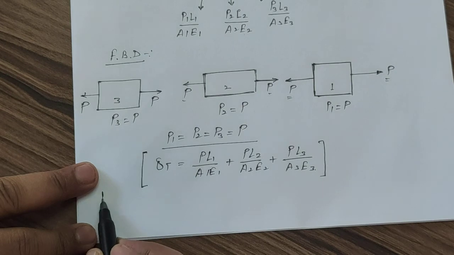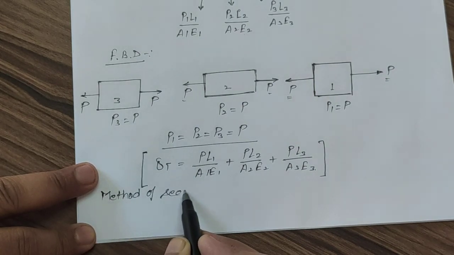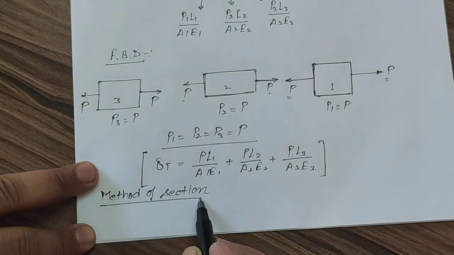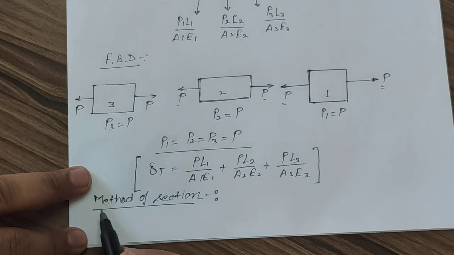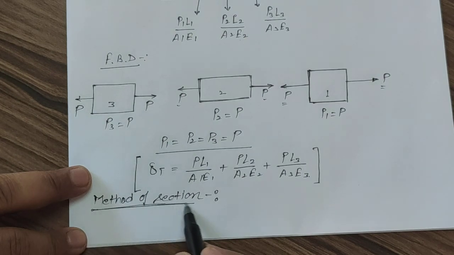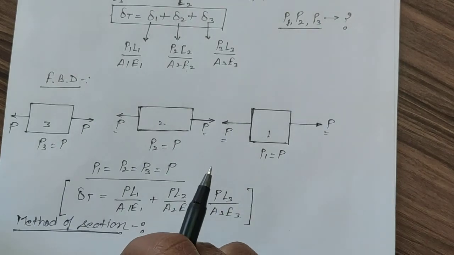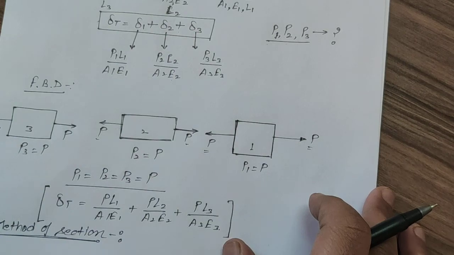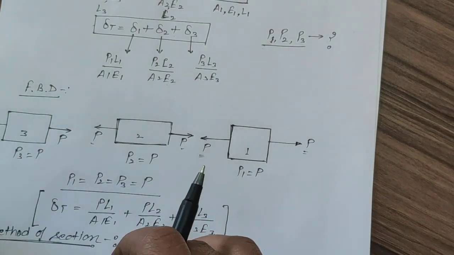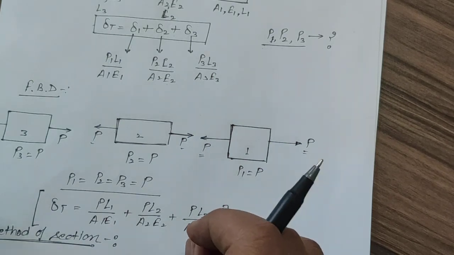The second method is the method of section. Okay. We are going to use the method of section because it is a very short method, and we can get the exact value from it. Okay. So what are we going to do in the method of section? With the help of the method of section we can solve any numerical, and with accuracy we can solve the problems of elongation.